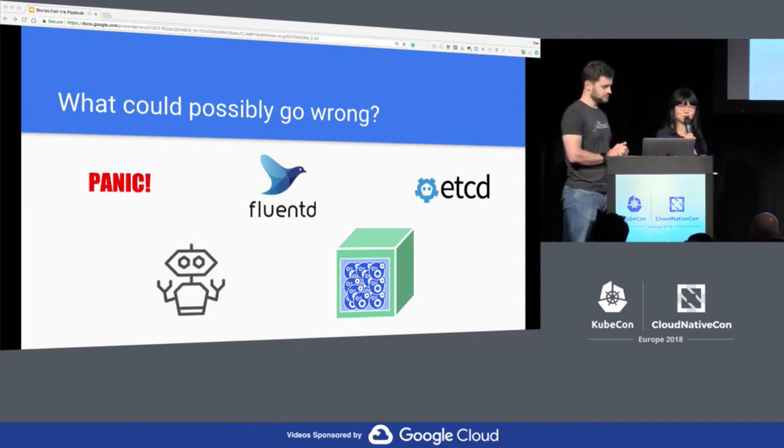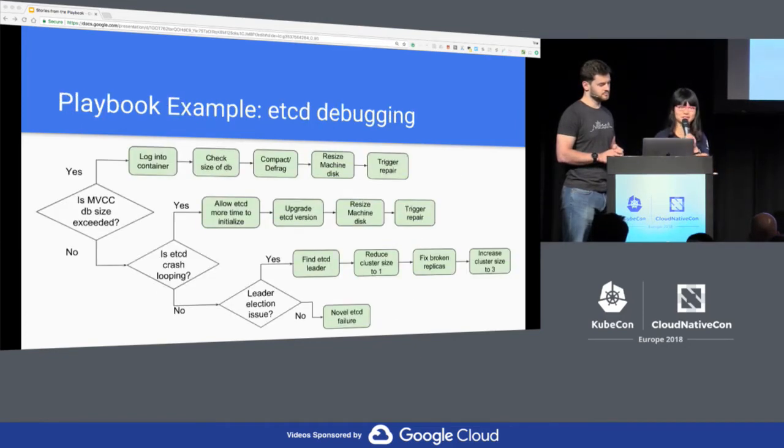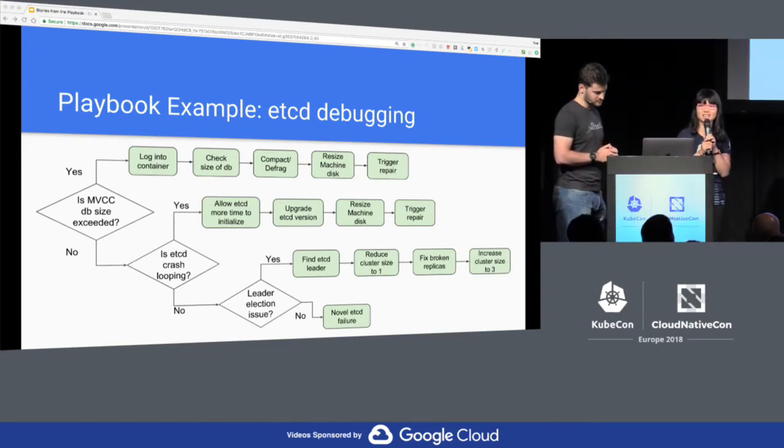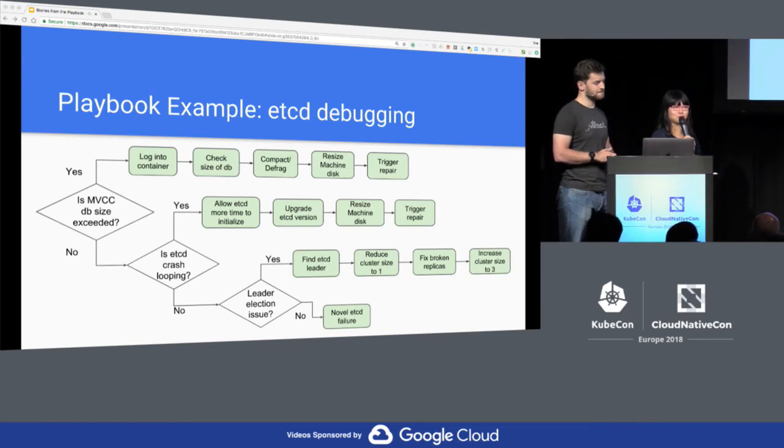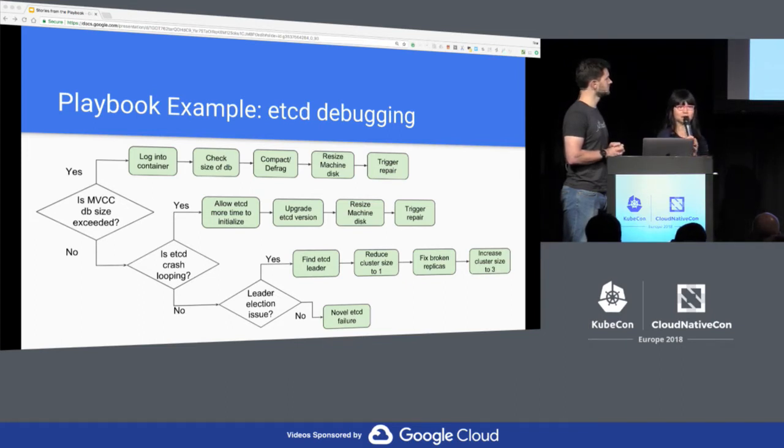And finally, everyone's favorite distributed key value store, etcd. Let's go back to the Playbook example that Fred showed earlier. So this is obviously not a comprehensive example of a playbook entry for etcd. It's a snapshot of what our playbook looked like when we were experiencing two symptoms repeatedly. And I think it was the most common cause of pages a few months ago.